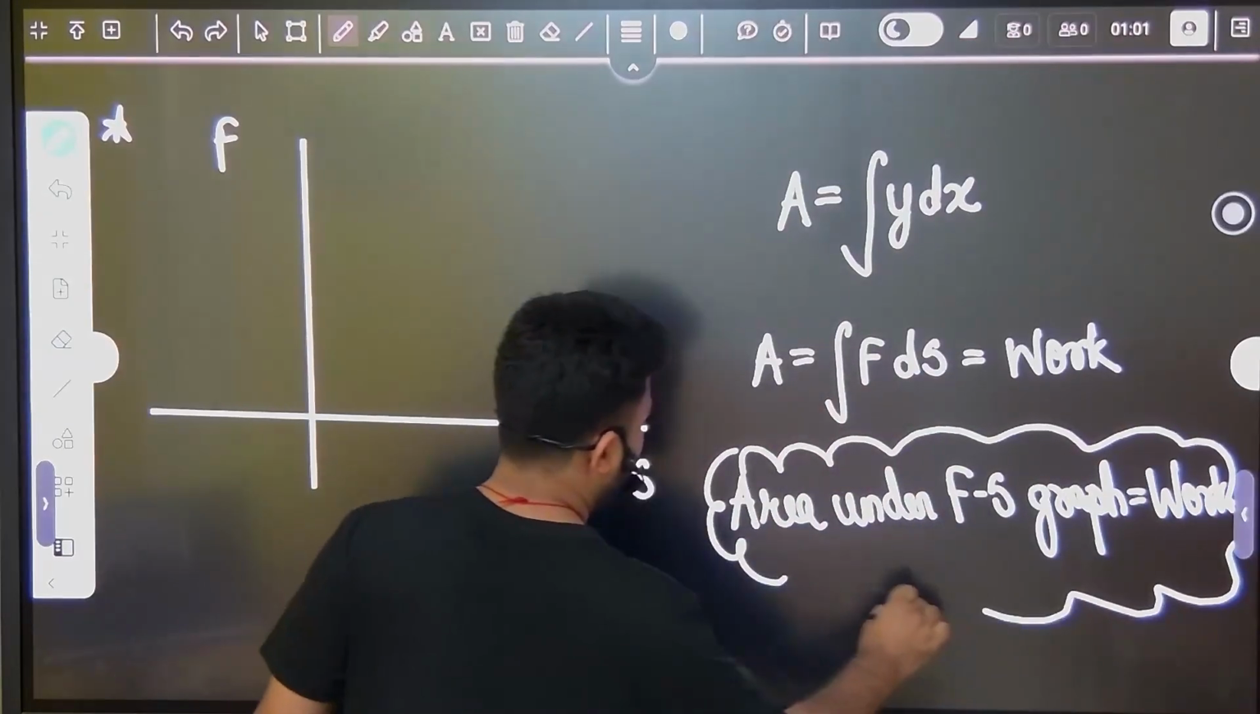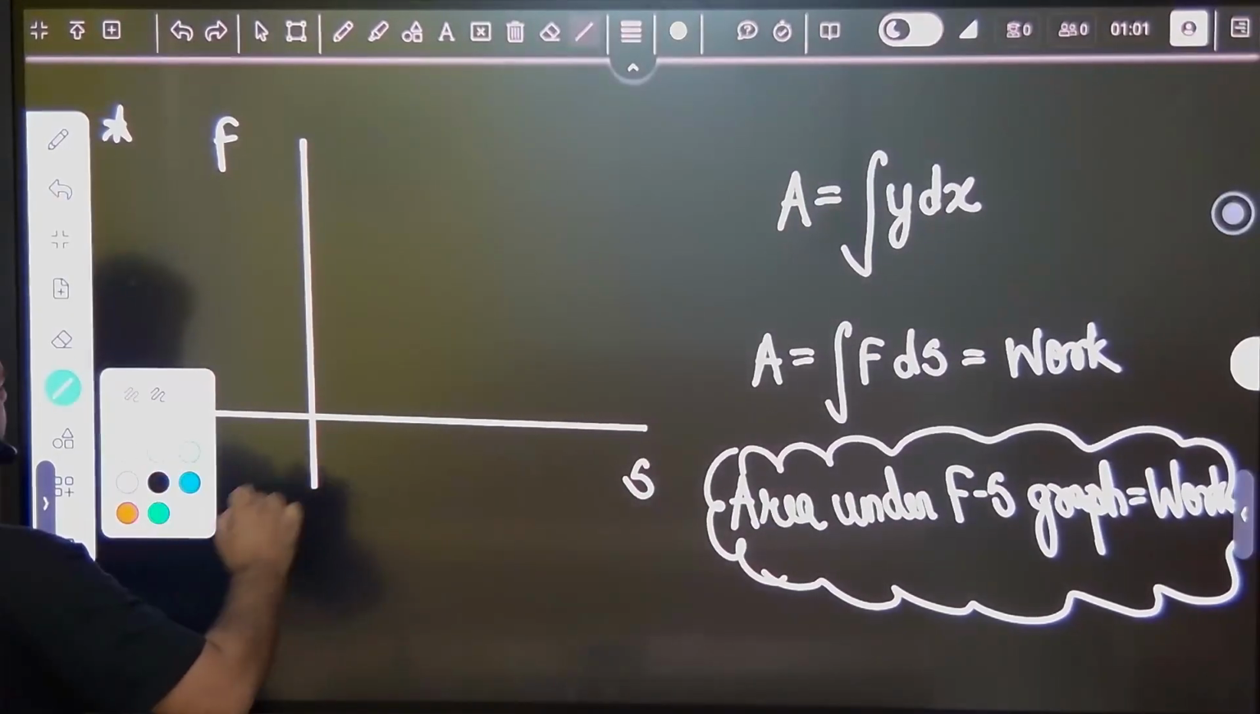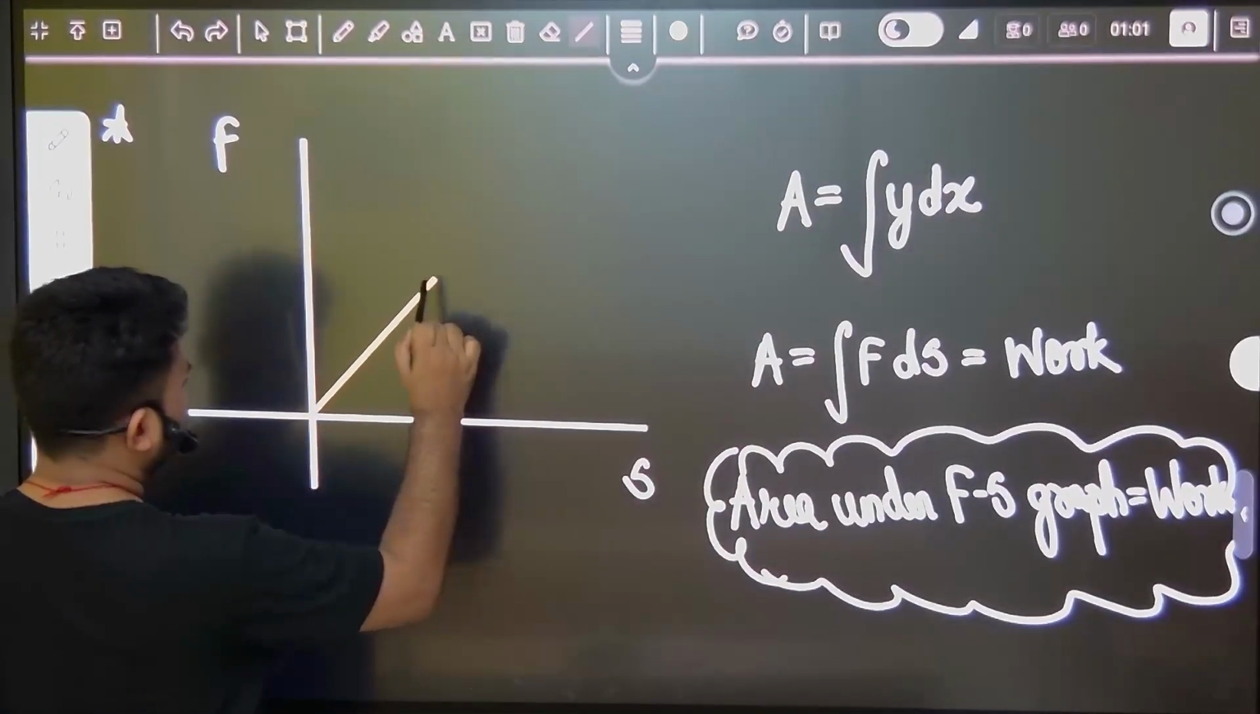Okay, let's take one question. For example, a graph has been given like this.